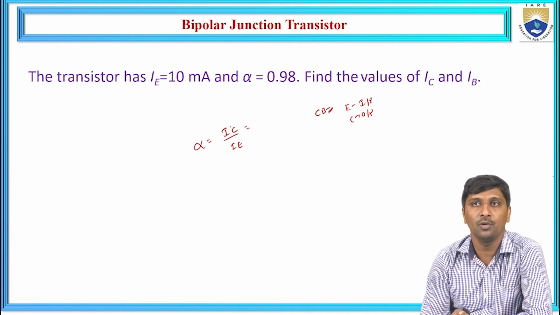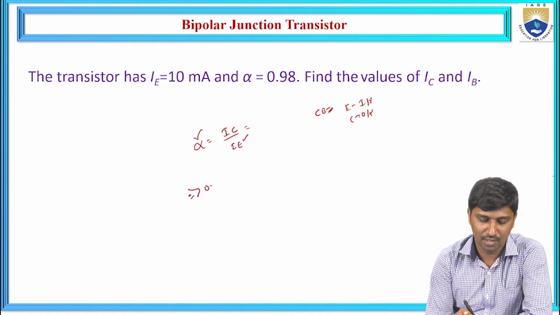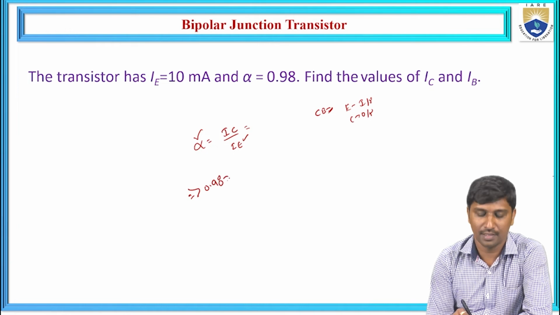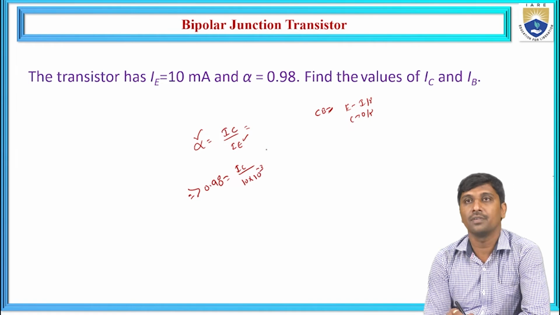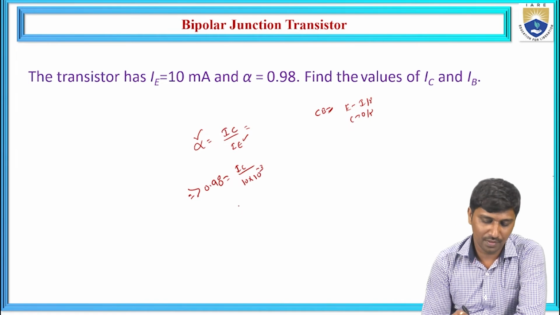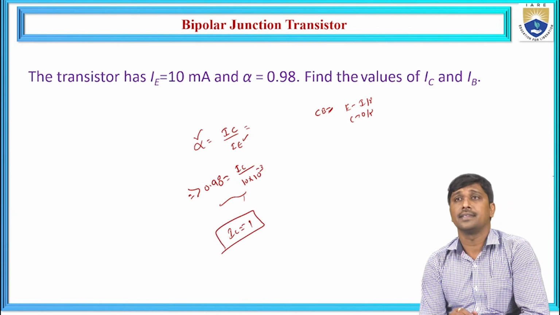Here IC is the unknown parameter, but we know alpha as well as IE. So the alpha value is 0.98, which is equal to IC by IE, where IE is 10 milliamperes, that is 10 into 10 to the power of minus 3. Using this ratio, you can solve for IC, which gives the new IC value.